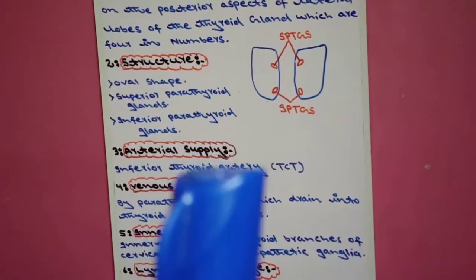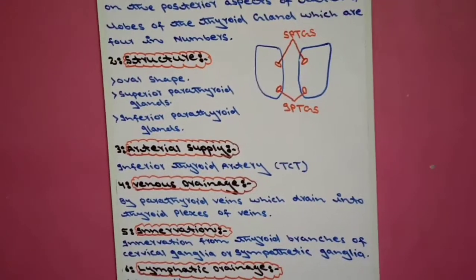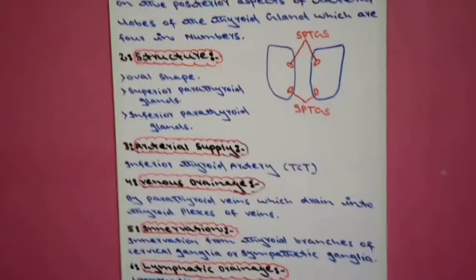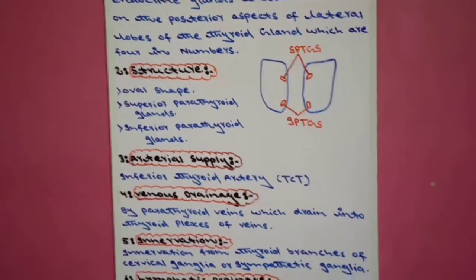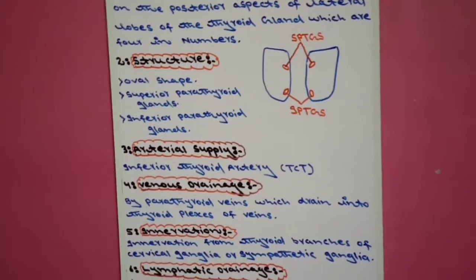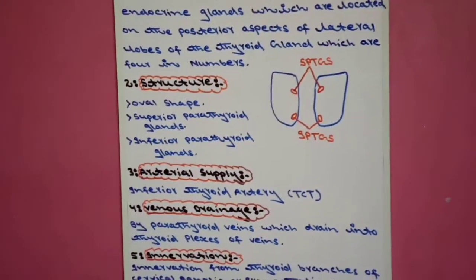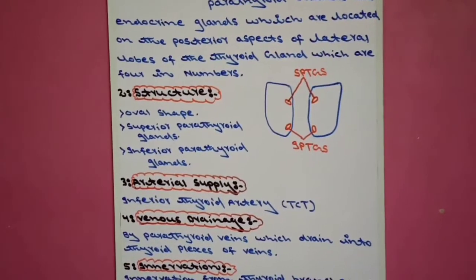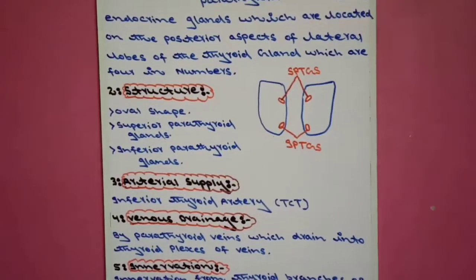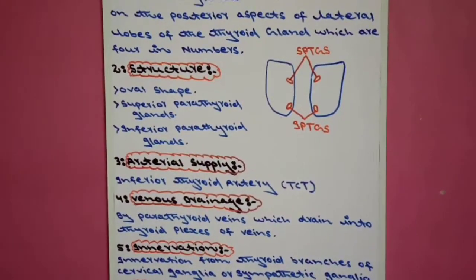Now come to the arterial supply. In arterial supply, we already studied in the thyroid gland lecture. There are 3 arteries which supply the thyroid gland. Number 1 is the superior thyroid artery, number 2 the inferior thyroid artery, and number 3 the thyroid ima artery. Now, the superior thyroid artery supplies the superior and anterior region of the thyroid gland, and the inferior thyroid artery supplies the inferior and posterior aspect of the thyroid gland.